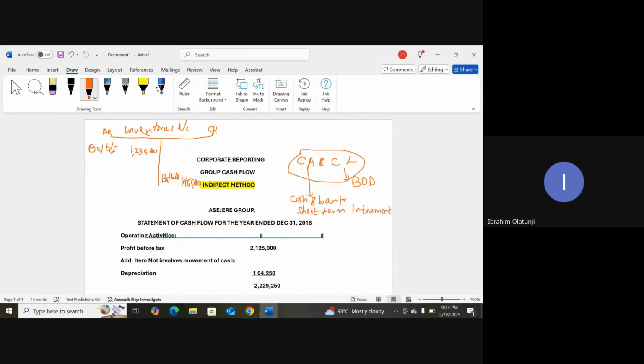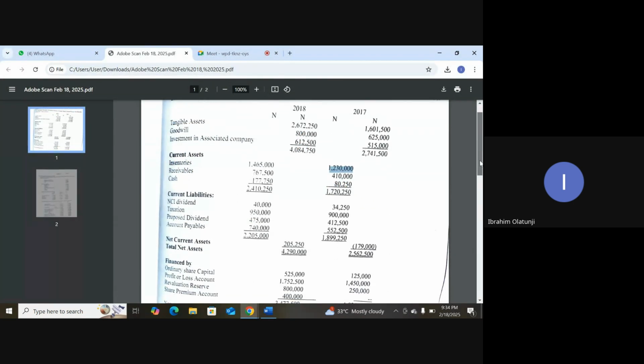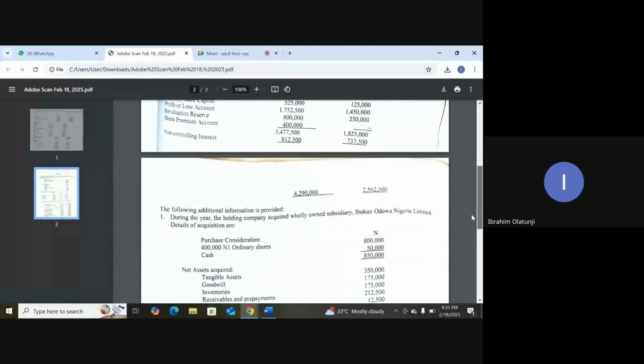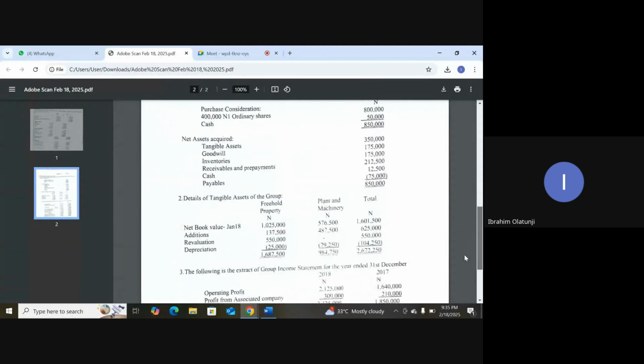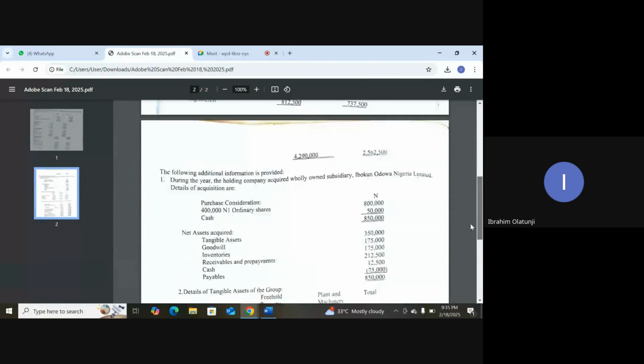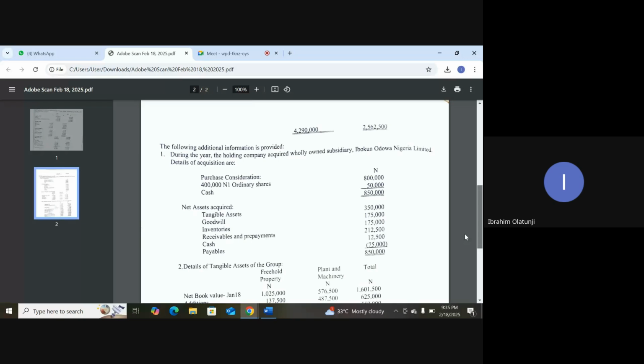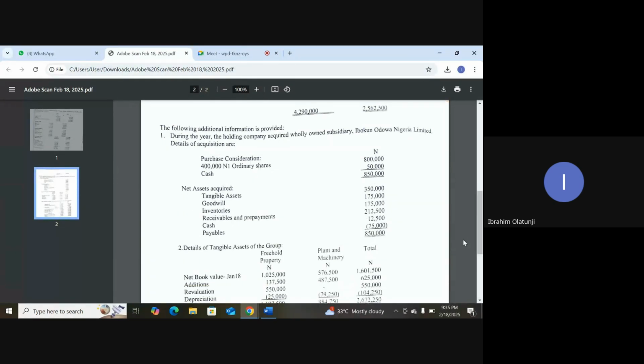1,465,000. Then you now go to your question. Check it very well. Is there any information regarding subsidiary? You have to take note of that. If there is information regarding subsidiary, then you have to consider that one. Let's check. Look at the information.